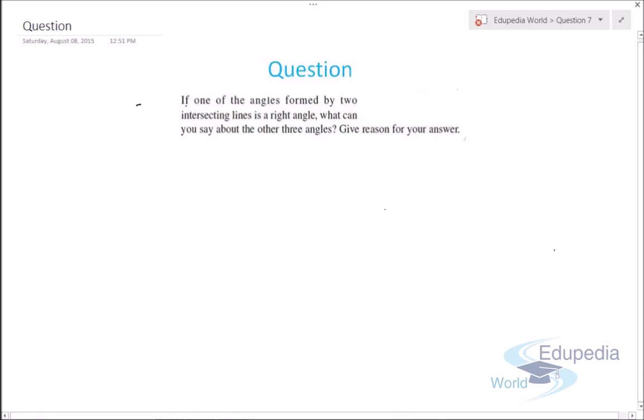Question number 6 says that if one of the angles formed by the two intersecting lines is a right angle, what can we say about the other three angles? So we have to justify our answer. Now let's see how we can do this. As we have discussed in Euclid's postulates also, if we consider a straight line AOB, its angle is always 180 degrees, as we have done in linear pair. So we can say that the angle of a straight line is always equal to 180 degrees.